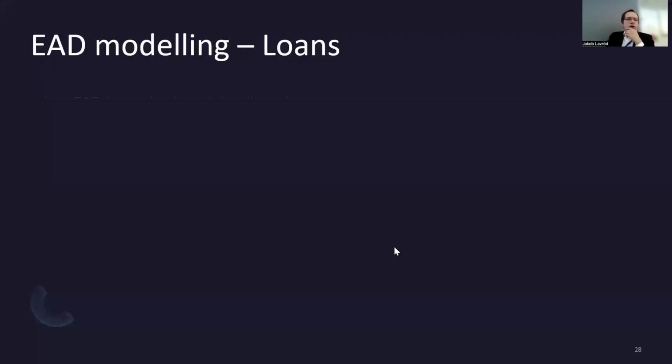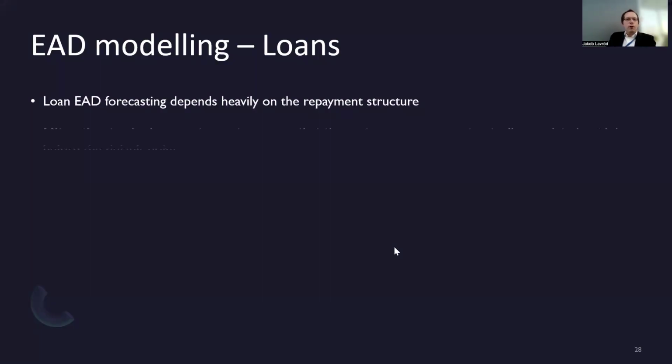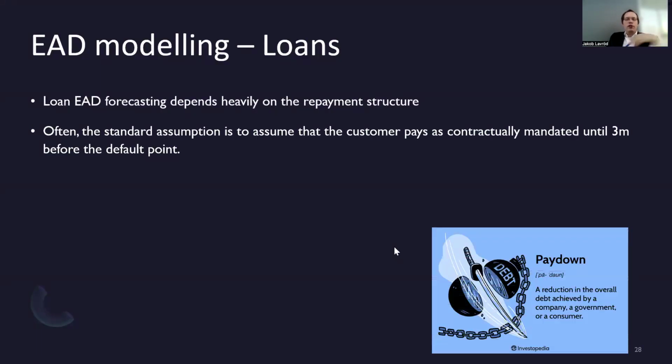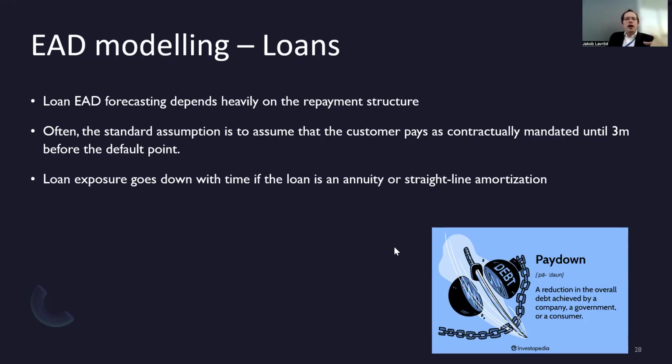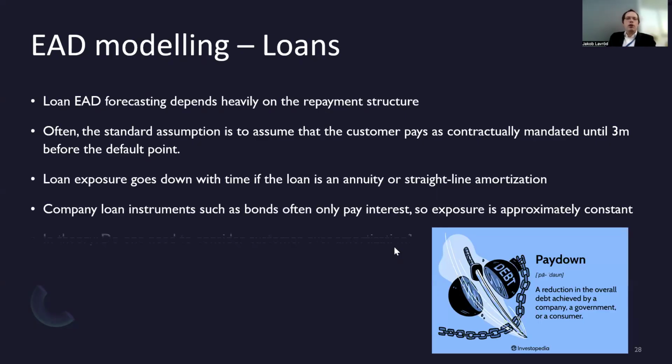And then the exposure at default, I will move through that pretty quickly, because for loans, what you typically do is forecast how they will pay down the loan, for example straight line or annuity, and then you basically just say, okay, I assume that 3 months before they default, I assume that they stop paying me.